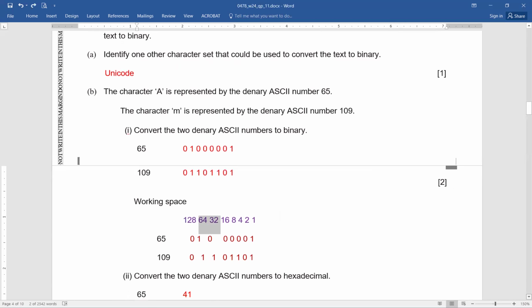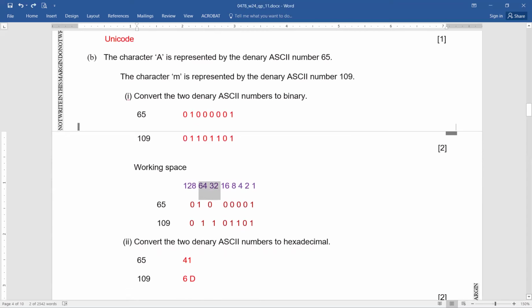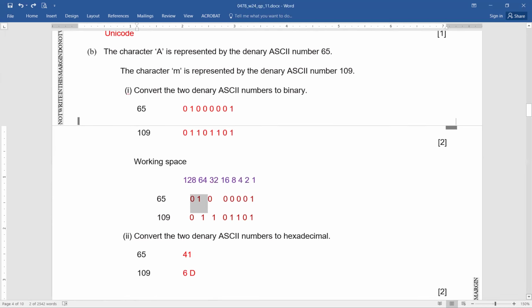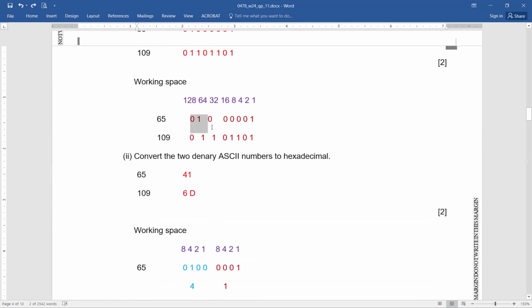Got it? Okay. Part 2. Convert the two denary ASCII numbers to hexadecimal. I was supposed to convert 65, that is my ASCII value, and 109, that is again the ASCII value, to hexadecimal. Now one option is we can just perform the division. But since in our first part we have computed the binary, why not apply the same? So we have just taken help of part 1, and we have taken the answers from here.